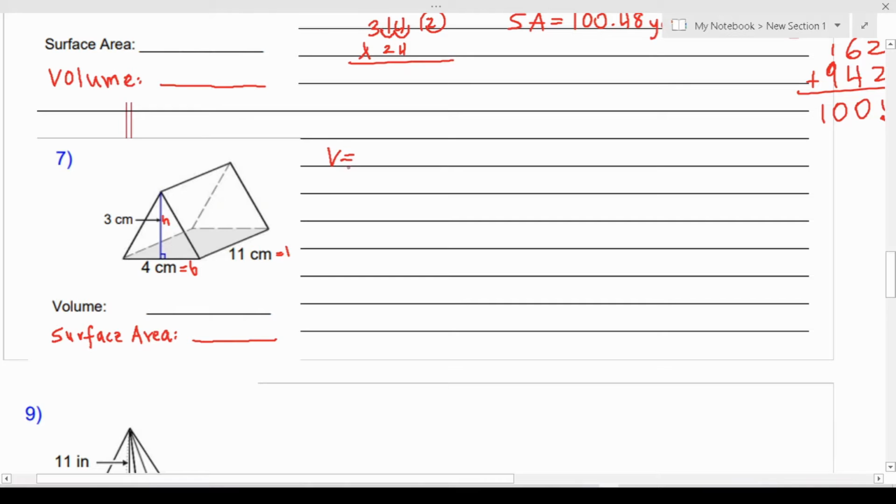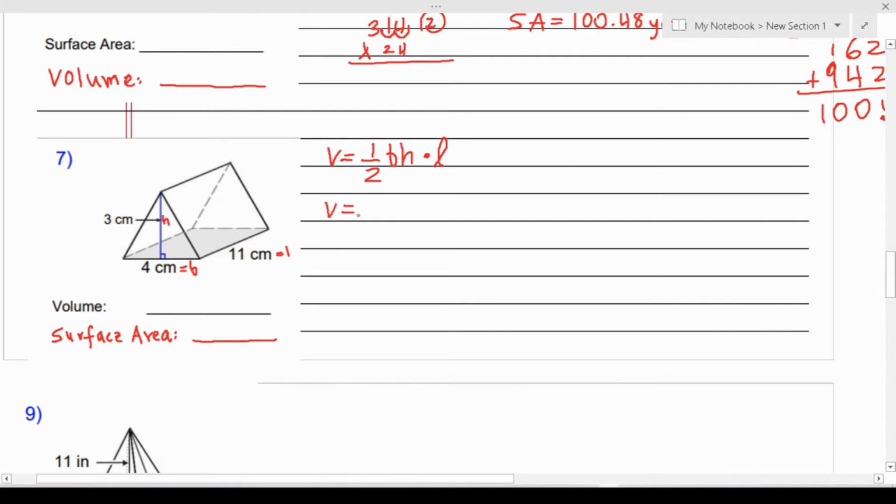Again, volume is usually easier to figure out than surface area for some reason. To find volume, you're going to find the area of one of these faces and then multiply it by the length of the object. So to find the area of this triangle, it's 1/2 base times height. Then we multiply that by the length of the object. So this is 1/2 base times height times length. That is, we have the area of a triangle times the length of the entire object.